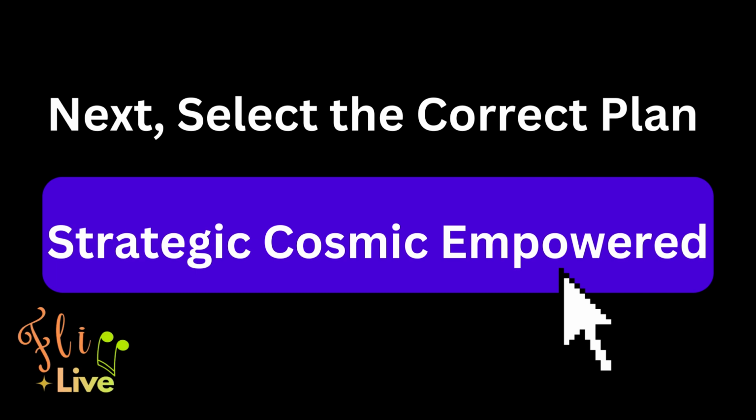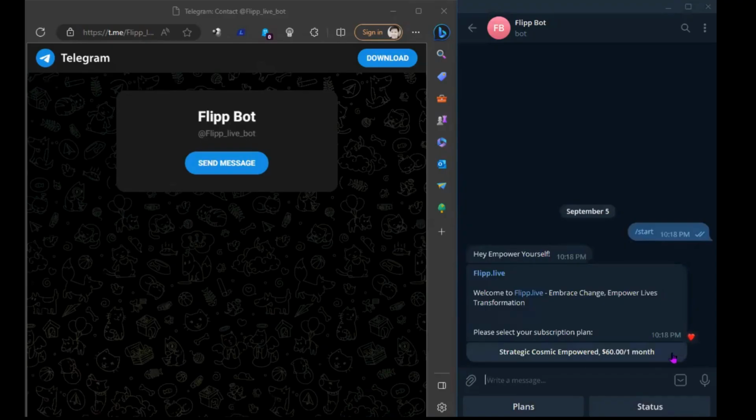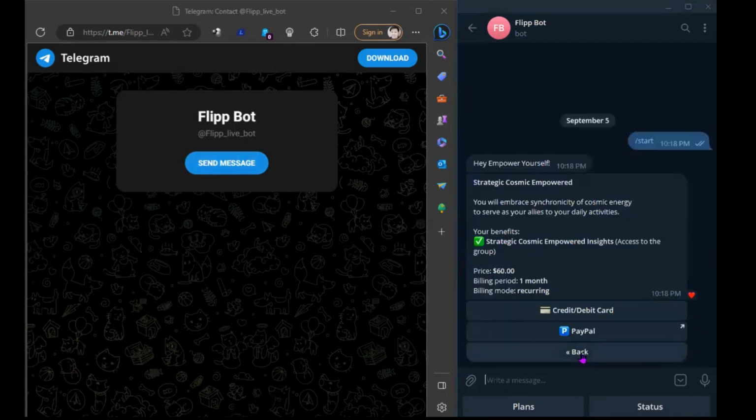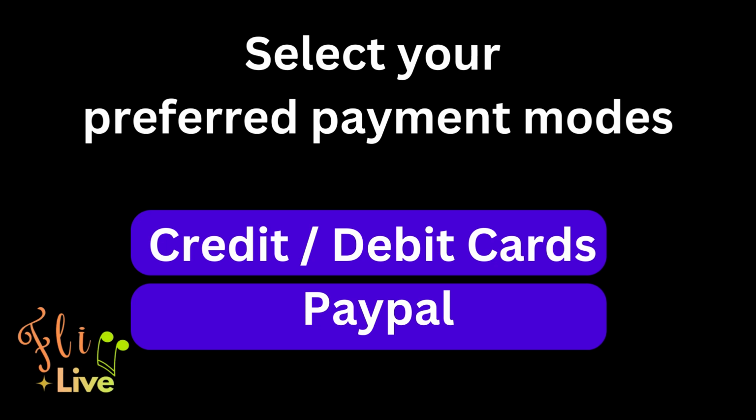At the next stage, select the correct plan. In today's example, we are using the Strategic Cosmic Empowered plan. Put your mouse over the box, over the correct plan, and click. Once successful, it will show you the different payment options. Go ahead and select your preferred payment modes. Currently, the different payment modes are credit or debit card or PayPal.